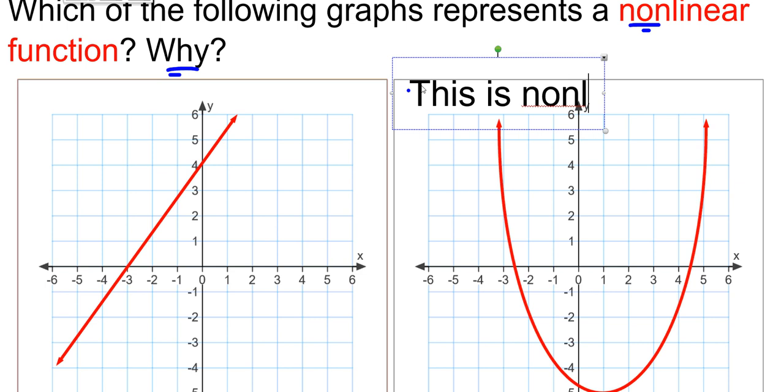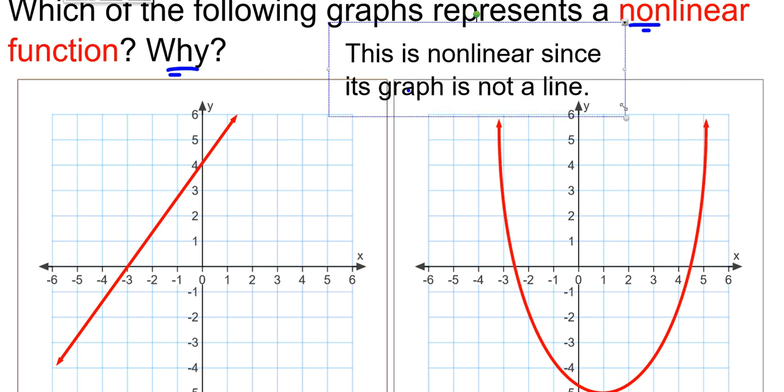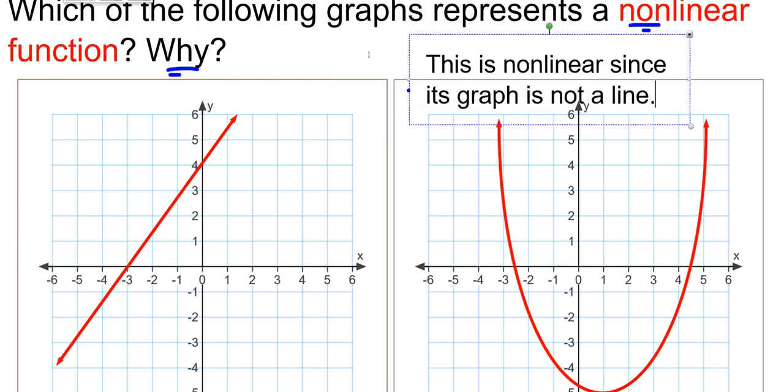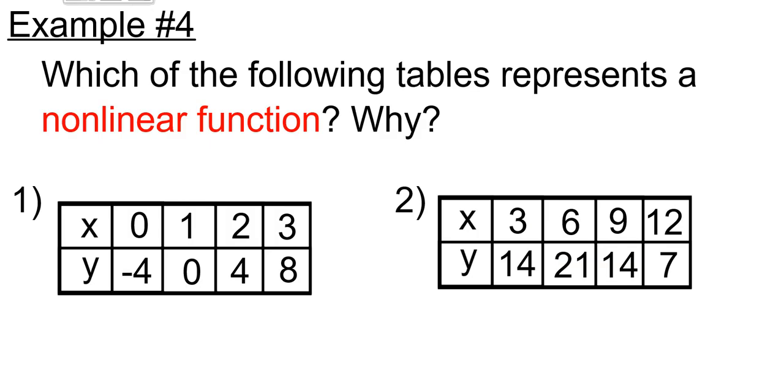Again, I'm just going to type this out. This is nonlinear since its graph is not a line. And you could also explain that by saying since the slope is not constant. So either explanation, if I give you a graph, would be okay. On this one, I'm just going to say that it's nonlinear since it's not a line. Let's keep it simple.